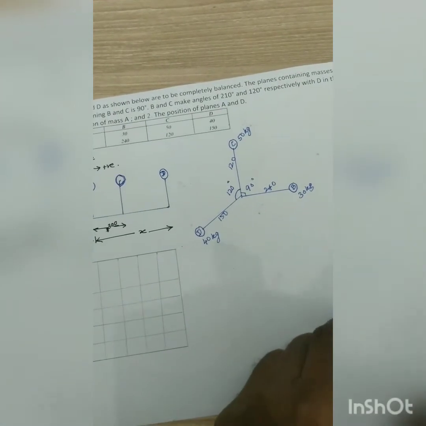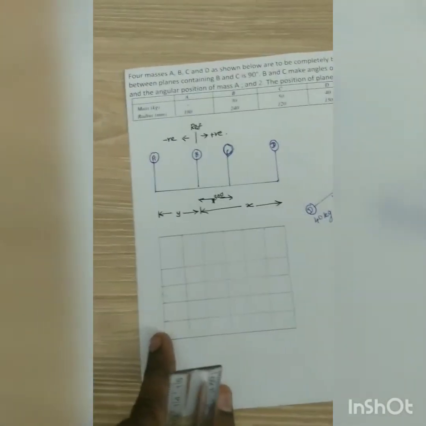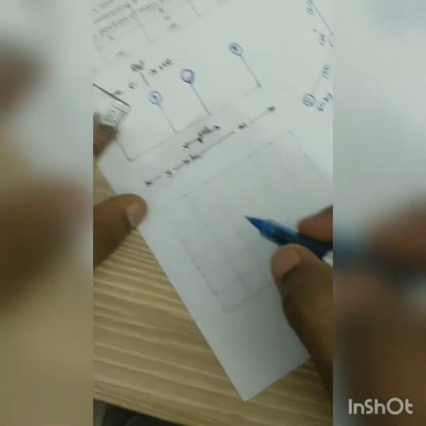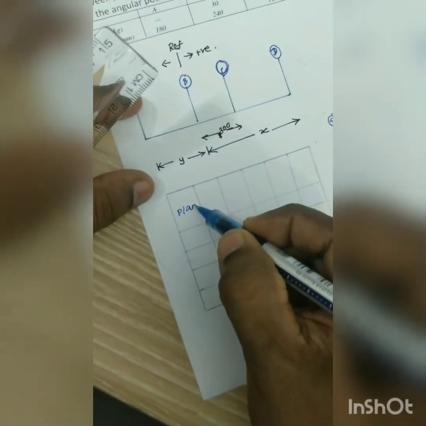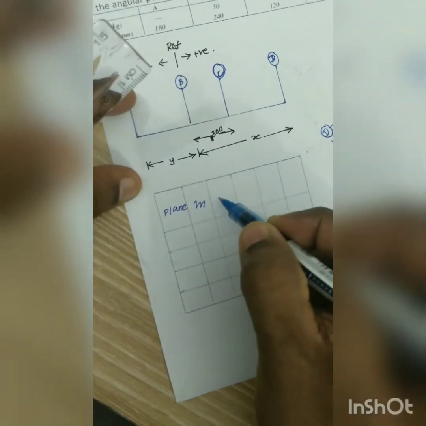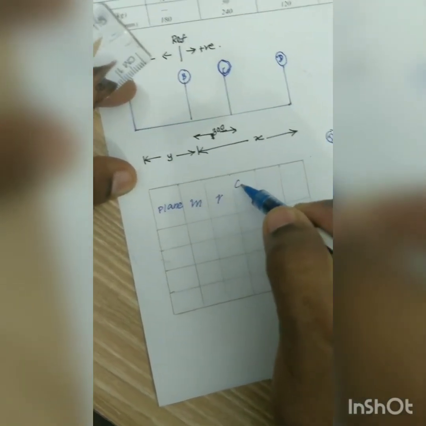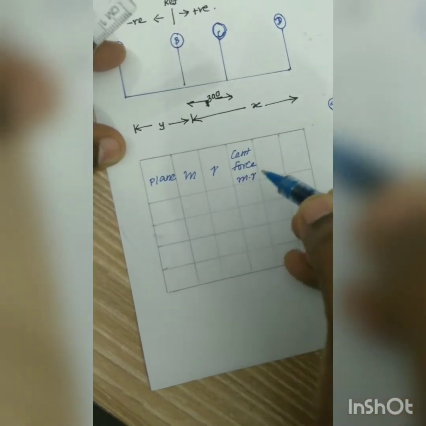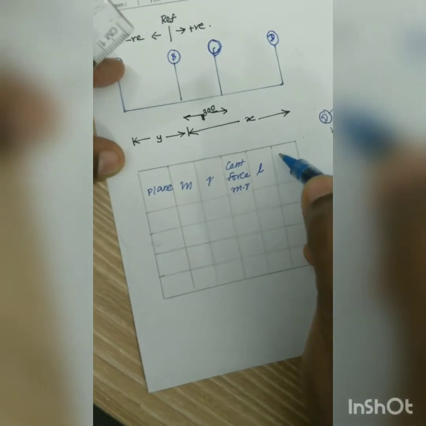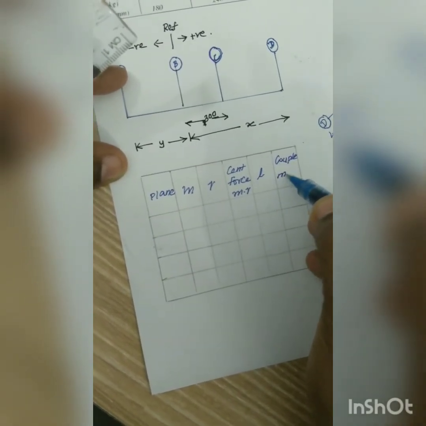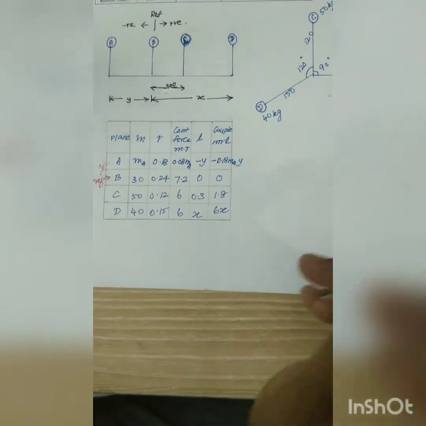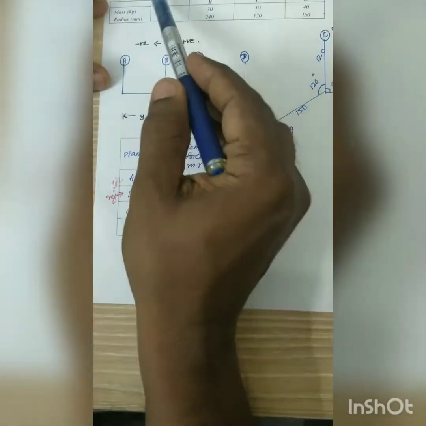So now we can start filling this table. We put plane, the mass, radius and centrifugal force, as usual m into r, and the distance L, and couple m r into L. So we can fill the values as usual for A, B, C and D, and we have taken the corresponding values for A, B, C, D.